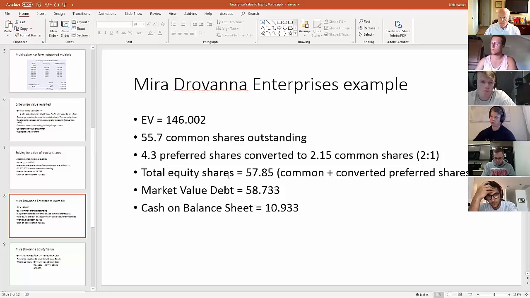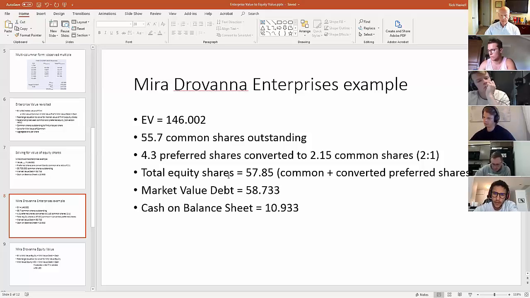Any question here? So you got to think about the ratio. And so what we're trying to do is, knowing that we have common separate from preferred, we're going to say if they were converted, how many common would that equate to? And then we can use that number, and we're going to work back to not only a value per share of common, but a value per share of preferred as well.